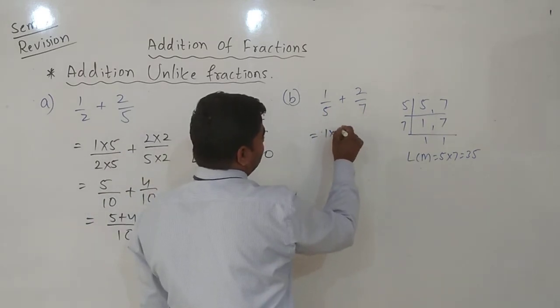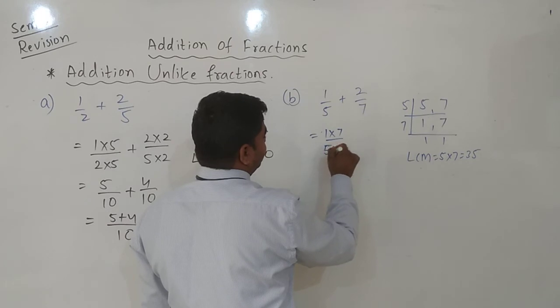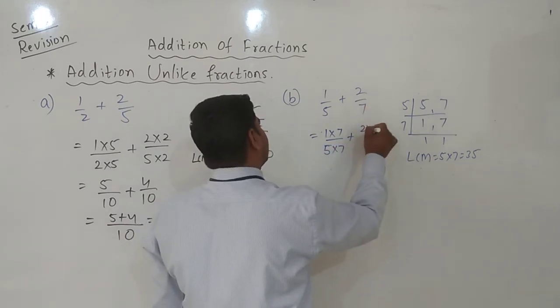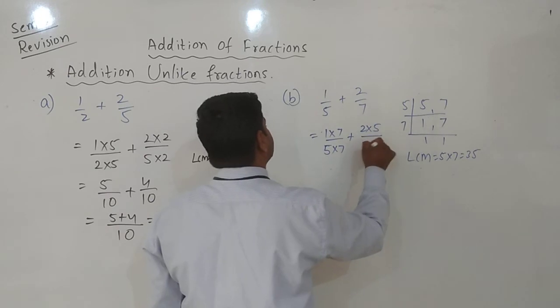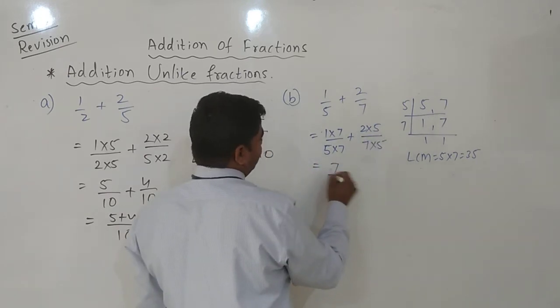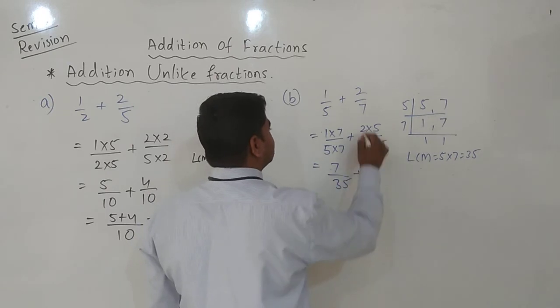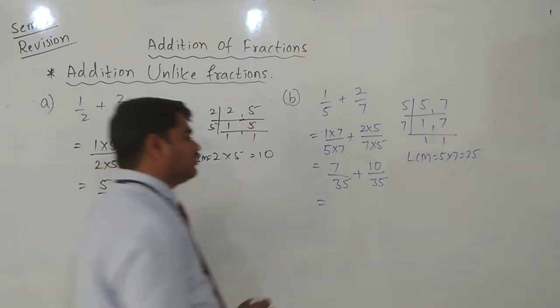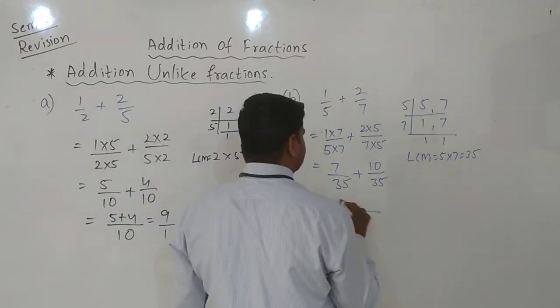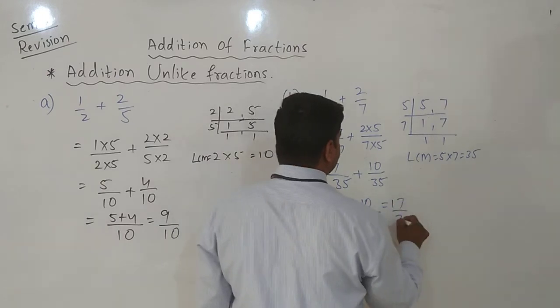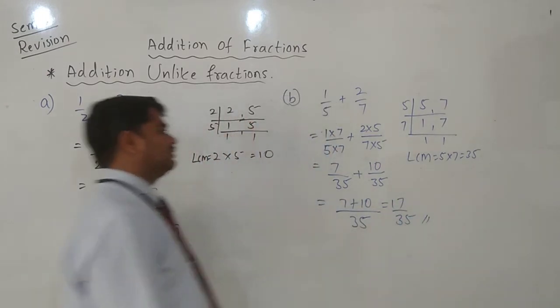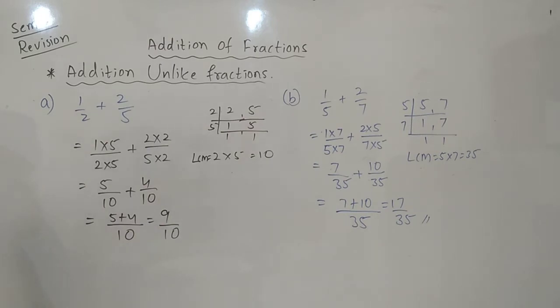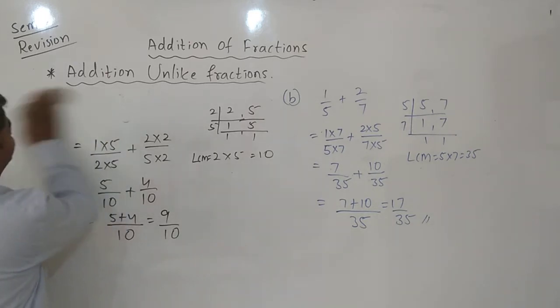5 into what number? 7s are 35. Plus 7 into what number? 5s are 35. 7 1s are 7, plus 2 5s are 10 by 35. Then both are now converted into like fractions. 35 is the common denominator. 7 plus 10 is 17 by 35, the answer. Simple no? Write down this. After this, two more of these unlike fractions.